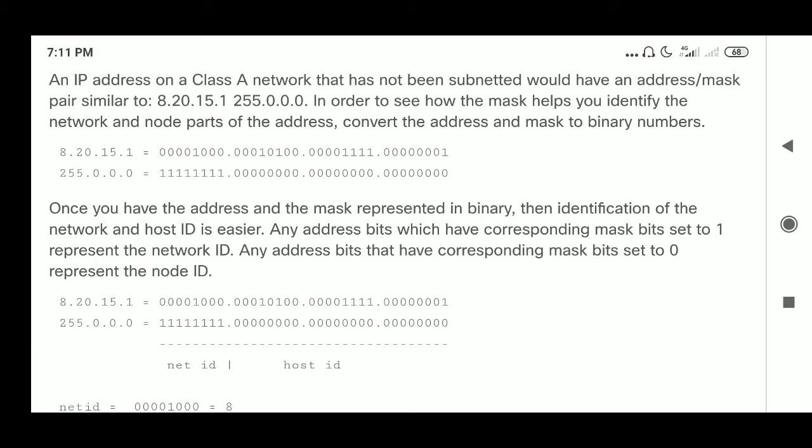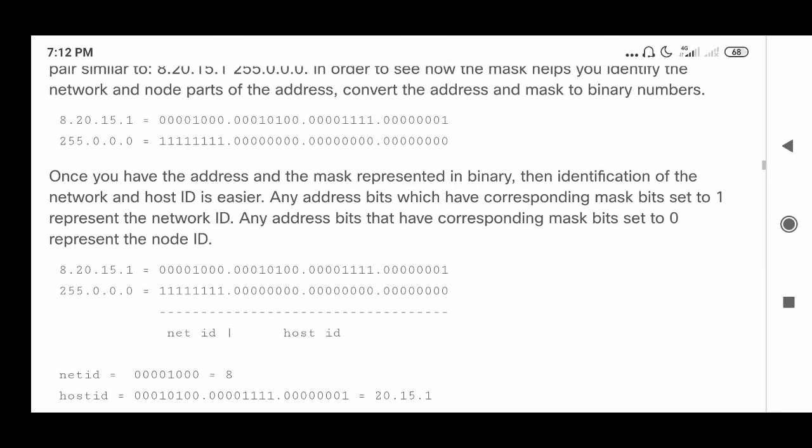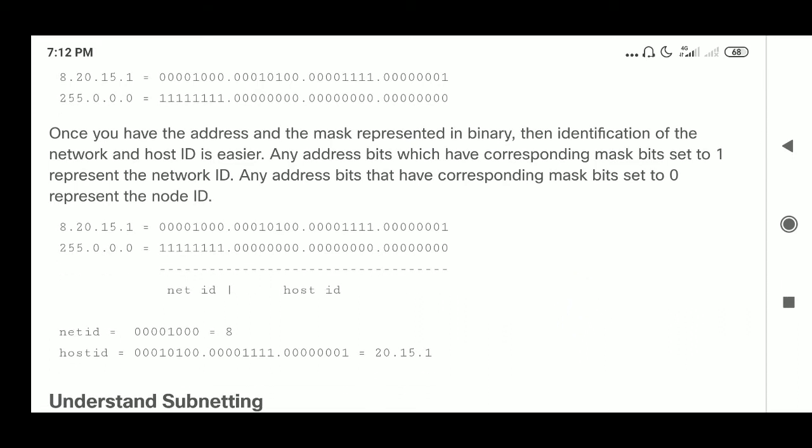Okay, now if you want to find out what the network IP address is for this host IP, then you need the subnet mask. So if the subnet mask given is 255.0.0.0, then put these decimal values into binary values. And if you AND these two binary values of the addresses, you will get the network ID of the network.